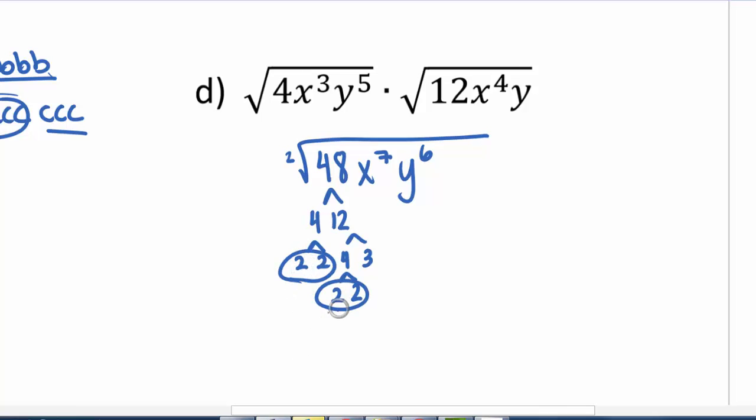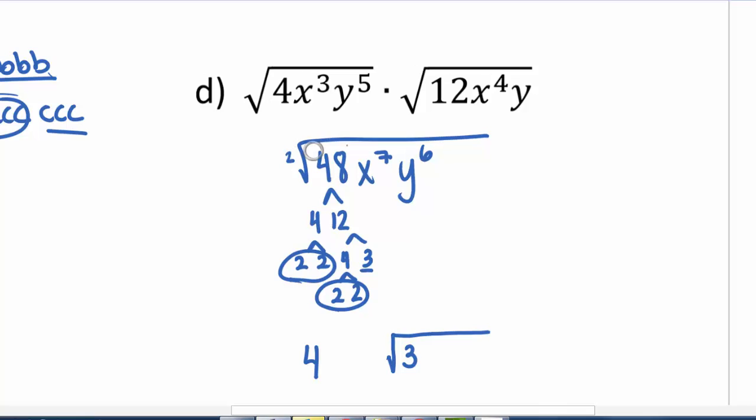So that's a 2 times 2 is 4. And then I have a 3 left over. Okay, and I left space because I still have to worry about my x's and my y's. So I just did my numbers first. Again, I had 2 2's, which is 4. 2 times 2. Then I have x to the 7th.